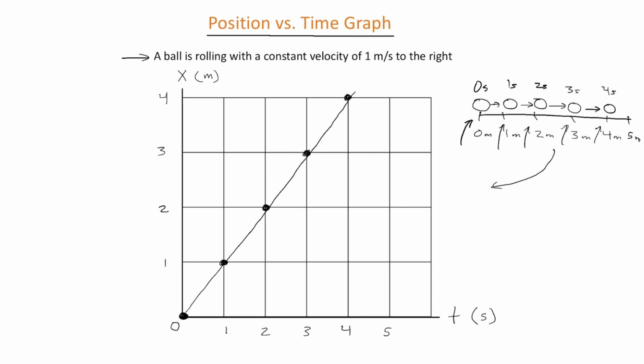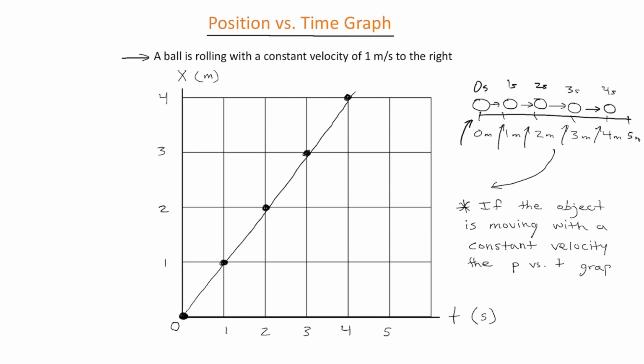But here are a few key points that we need to know about these graphs. The first is, if the object is moving with a constant velocity, which is what we see here, the position versus time graph will be linear. So what this means is that objects moving with uniform motion have a linear relationship between position and time.